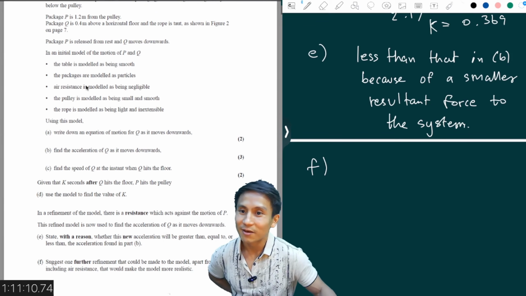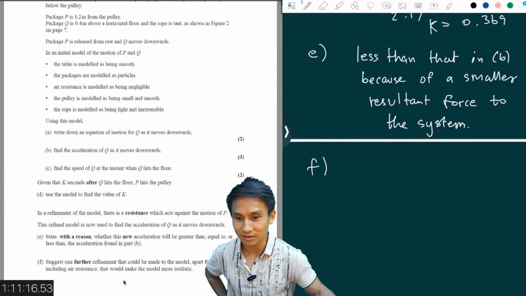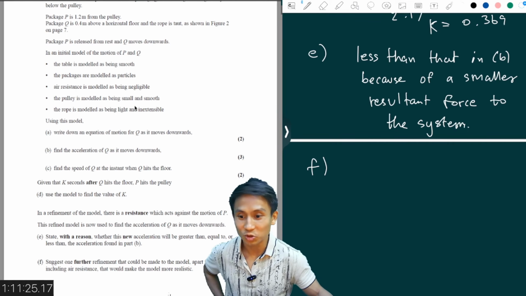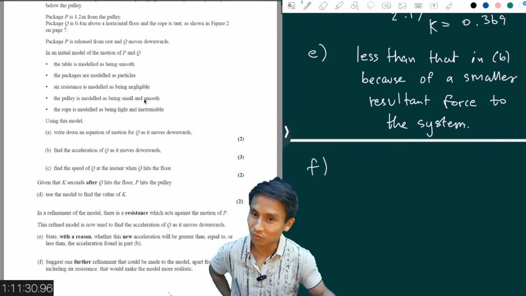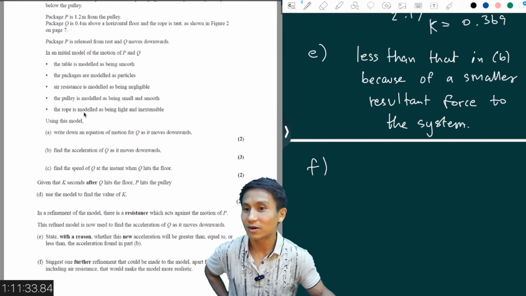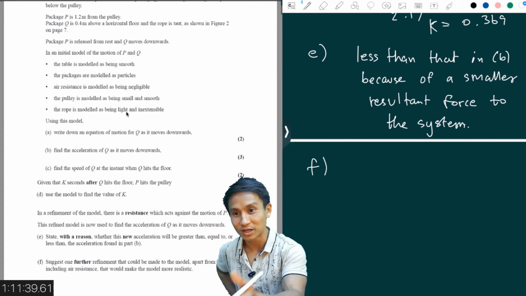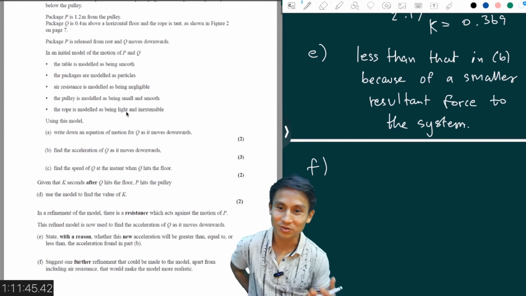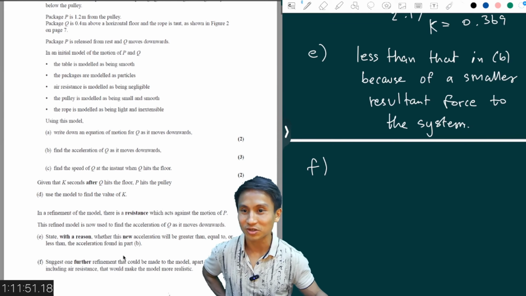We can't take it. Packages are modeled as particles. Yeah, you can take that. Air resistance, not gonna work because they say apart from air resistance, so we're not gonna take the third one here. Pulley modeled as being small and smooth. Yeah, so we can say pulley, consider the mass of the pulley and the friction from the pulley. That also works. Or you can say about the rope, consider the mass of the rope because it was assumed that the mass of the rope was light, and extensibility of the rope because it was assumed that the rope was inextensible, right? So we can write a lot of things, but we're just going to write one.